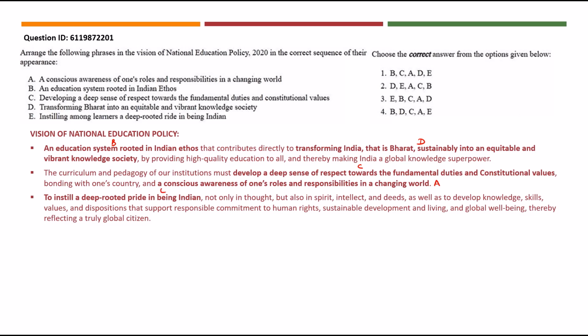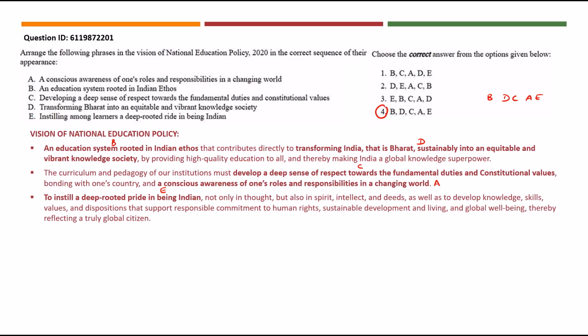This part is E. Not only in thought but also in spirit, intellect and deeds, as well as to develop knowledge, skills, values and dispositions that support responsible commitment to human rights, sustainable development and living and global well-being, thereby reflecting a truly global citizen. Quite a difficult question here. Now what is the order? It is B, D, C, A, E, which is available in option number 4. Option number 4 will be the correct answer.